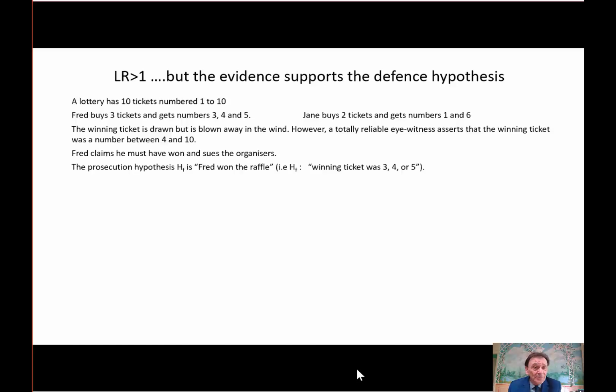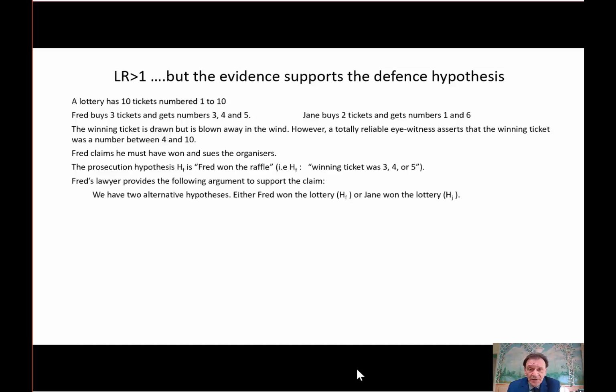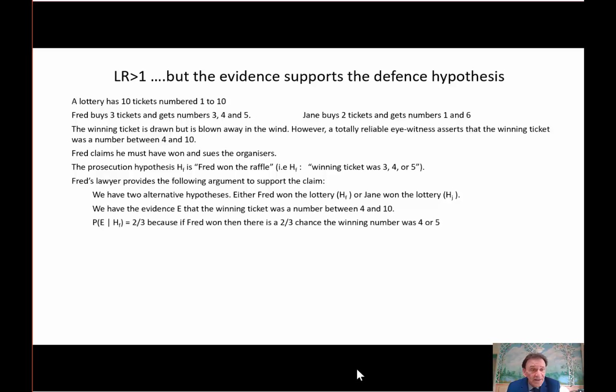The prosecution hypothesis, H of F, we'll call that, is that Fred won the raffle, which means that the winning ticket was either 3, 4 or 5. Fred's lawyers provide the following argument to support the claim. We have 2 alternative hypotheses. Either Fred won the lottery, that's H of F, or Jane won the lottery, H of J. We have the evidence E that the winning ticket was a number between 4 and 10. The probability of E, given the prosecution hypothesis, H of F, is 2 over 3, because if Fred won, there's a 2 over 3 chance that the winning number was 4 or 5.